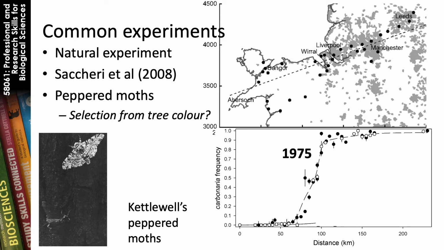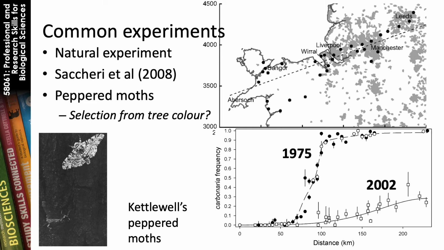And since all the trees had stopped being black, the black form of the moth would likely not get quite such an advantage. And so in 2008, 15 years after the original study, 15 years after the Clean Air Act, Sakari et al. went back to these locations and measured this genetic cline again. And what they found was that the frequency of the carbonaria form, the black form, is much, much, much less than it used to be. And that has much less of an advantage across that genetic cline, and the change in frequency is much less strong.